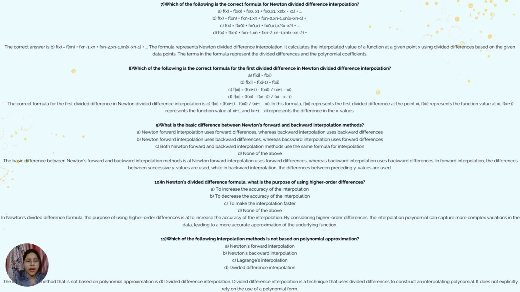The interpolation method that is not based on polynomial approximation is D, divided difference interpolation. Divided difference interpolation is a technique that uses divided differences to construct an interpolating polynomial. It does not explicitly rely on the usual polynomial form.